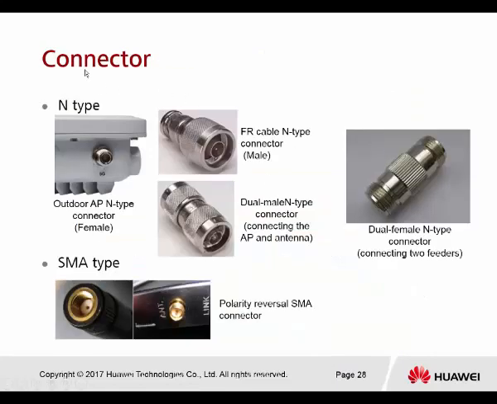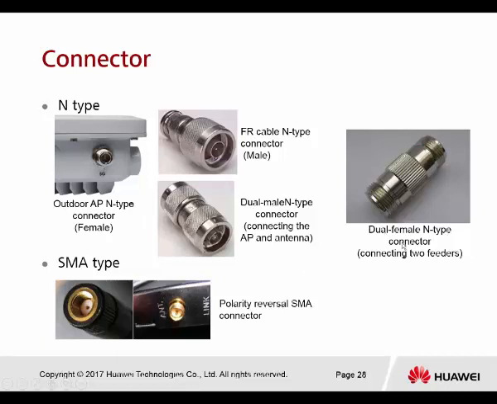Okay, then the next is the connector. This is the N-type. The outdoor AP N-type connector will look like this. And the next one, the RF cable N-type connector, is used to connect to the RF cable, like the cable just now. And the dual male N-type connector is used for connecting the AP and the antenna. So maybe I don't want to connect to the feeder line. I just want to connect the AP directly to my antenna. Then you can use this.